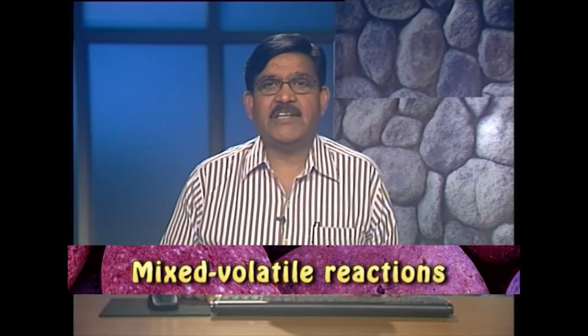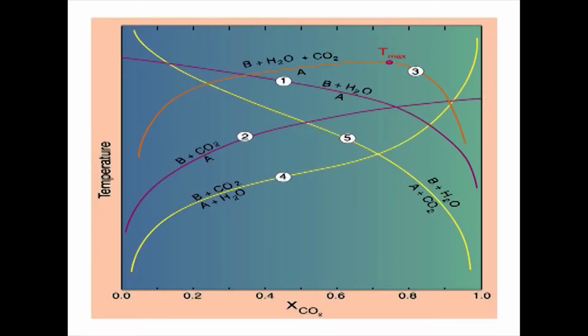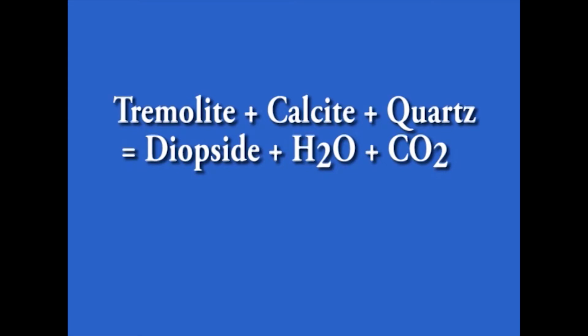Mixed volatile reactions involve the liberation and/or consumption of more than one volatile phase, typically H2O and CO2. An example is tremolite plus calcite plus quartz giving rise to diopside plus H2O plus CO2. Mixed volatile reactions have the same general shapes as dehydration and decarbonation reactions on PT diagrams. However, they are generally plotted on temperature-composition diagrams instead of pressure-temperature diagrams.